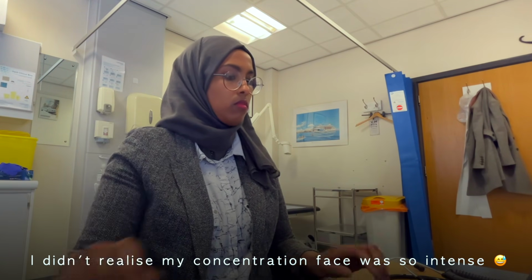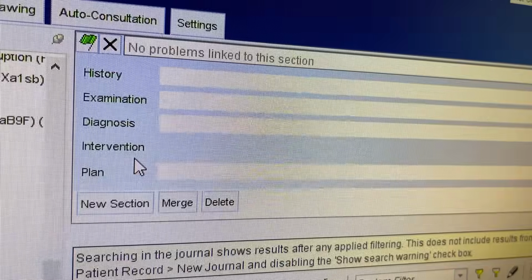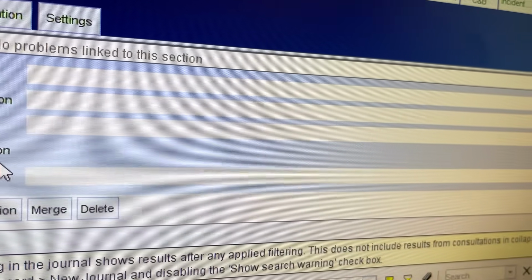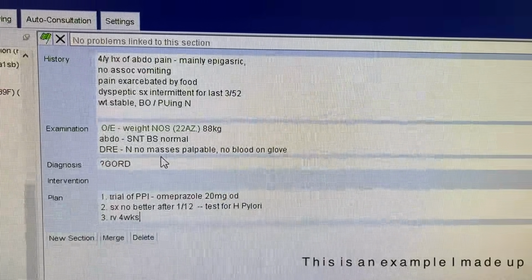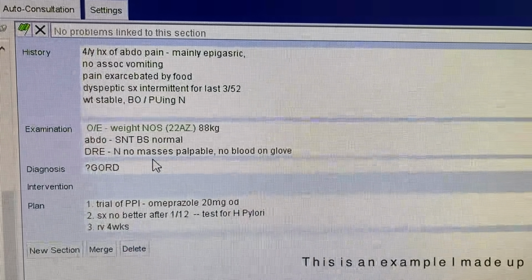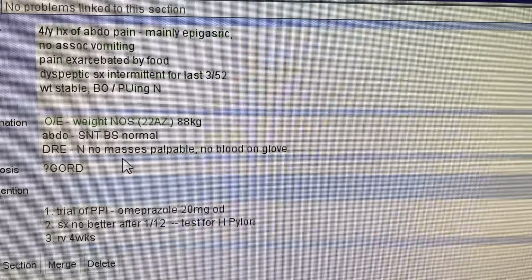We use a specific software to help us document, so basically write down what the patient came in with, any examination findings, what we're thinking is going on, and what the plan is that we've agreed with the patient.